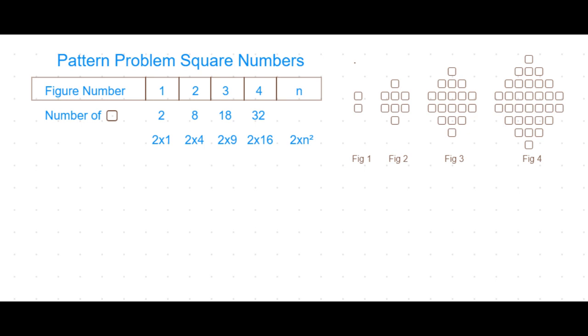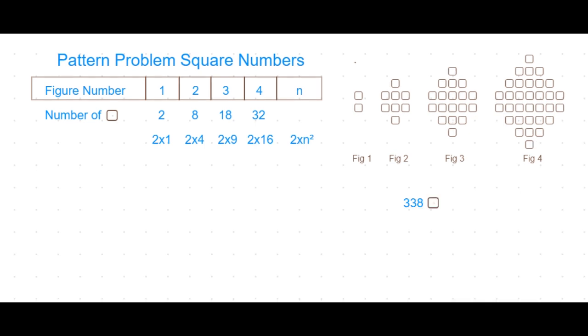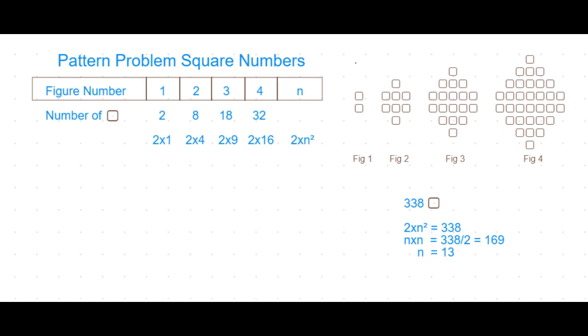So here again an example, which pattern number would have 338 squares? We have to again equate 2 times n square is equal to 338. n times n would be 338 divided by 2, which is 169. So n is equal to 13. So pattern 13 would have 338 squares. So whenever we see that the difference itself is increasing, we can check if the pattern is following a square number pattern. So hope the square number is understandable.